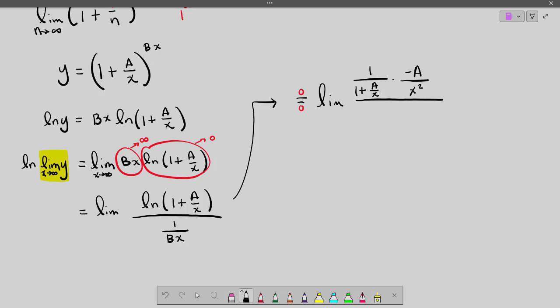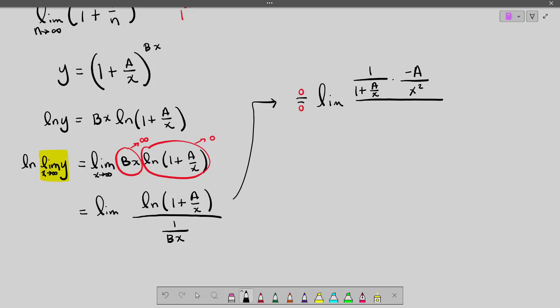Quotient rule says low d high, so start in the bottom, low derivative numerator, derivative of a constant is 0, low d high minus high, which is just 1, d low. What is the derivative of bx? Just b. Right? It's a linear function, so the derivative is the coefficient over the denominator squared. And 0 times bx is 0. And it looks like one of the b's will cancel. So we're going to get negative 1 over bx squared.